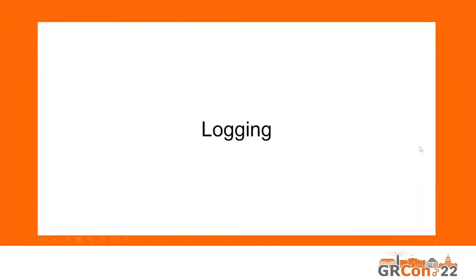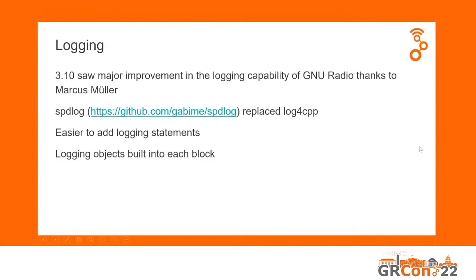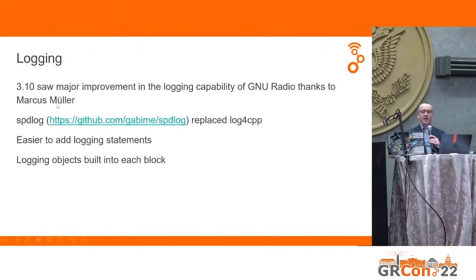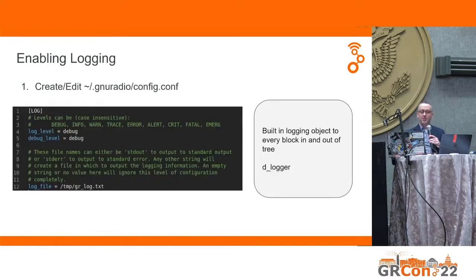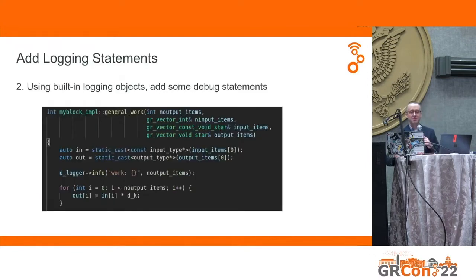I think we've got logging. So Marcus redid the whole logging system in 3.10, and each block has an object natively in it. All you have to do is edit your config, tell it that you want debug logging, but every block has this d_logger object that you can use rather than doing printfs, because printfs are there permanently, you can't just turn them on and off at runtime.